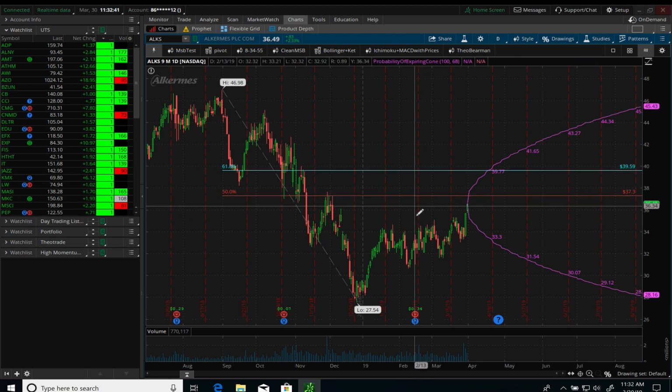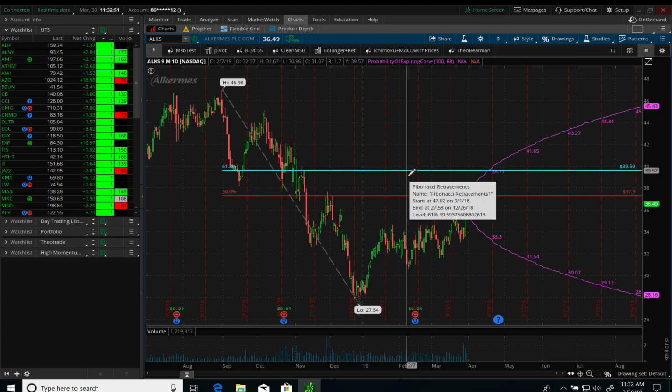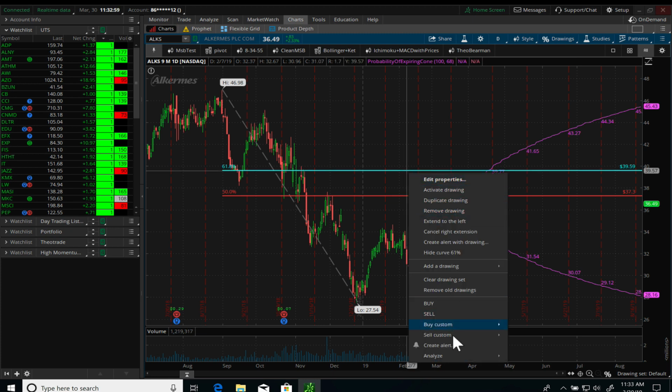So this is 50%, but where's 38%? There's 76%, and etc. So I actually focus on 50 and 61.8. But in this example, let's look at all the retracements. So let's get rid of this. But when you plot it, you will see all those lines.